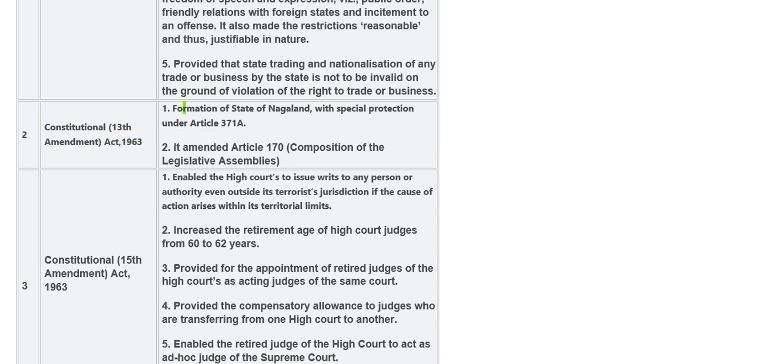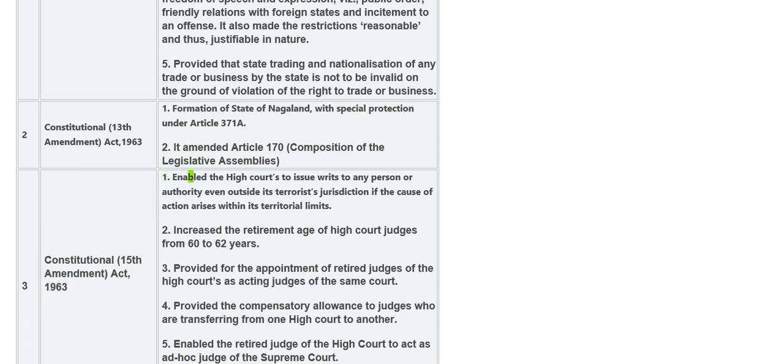2. The Constitution 13th Amendment Act, 1963. 1. Formation of the State of Nagaland, with special protection under Article 371A. 2. It amended Article 170, the composition of the Legislative Assemblies.